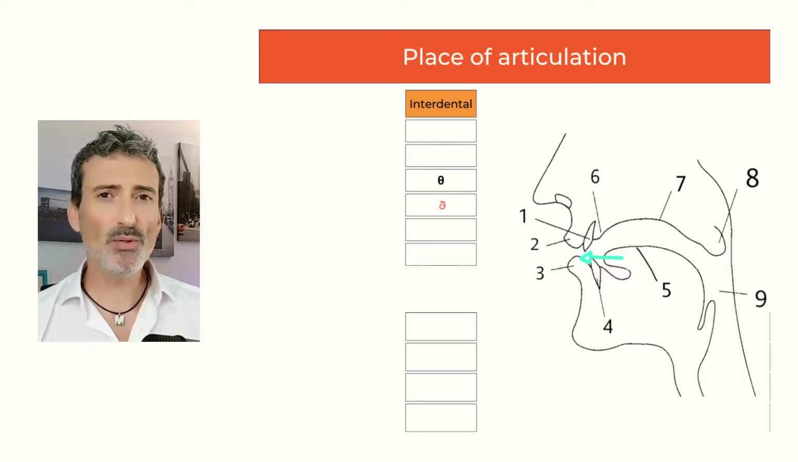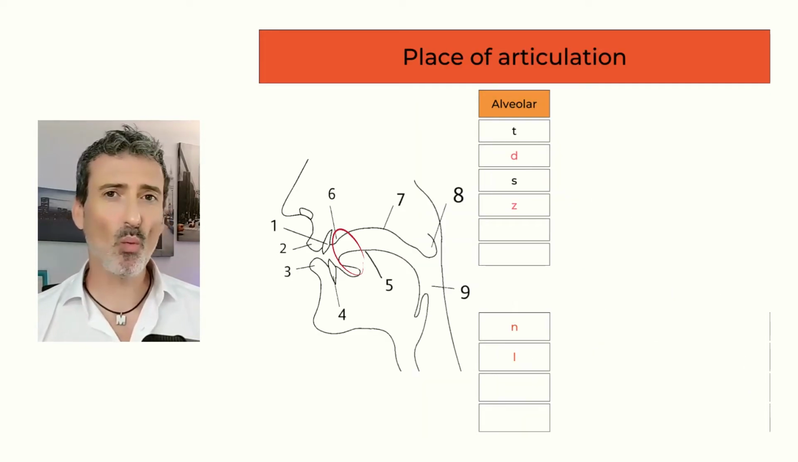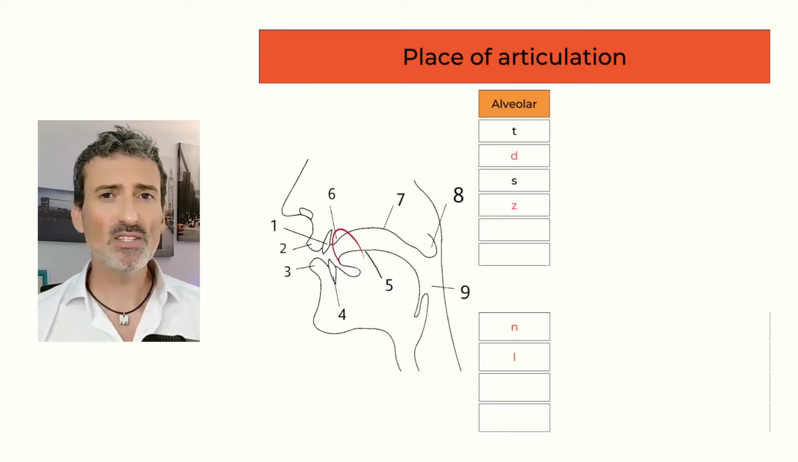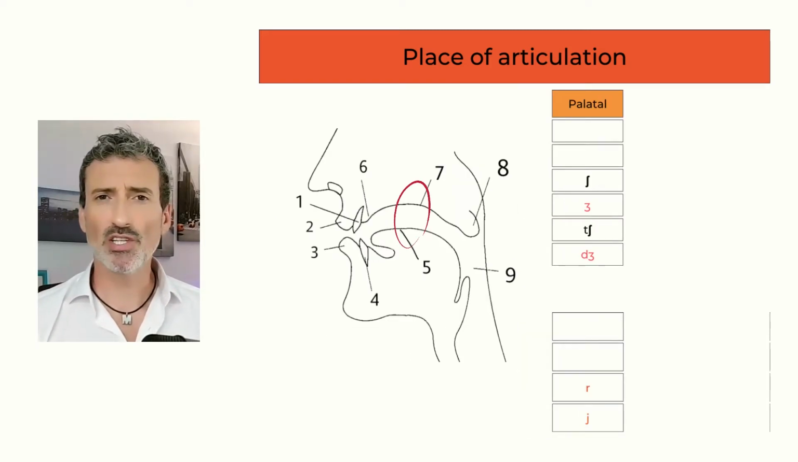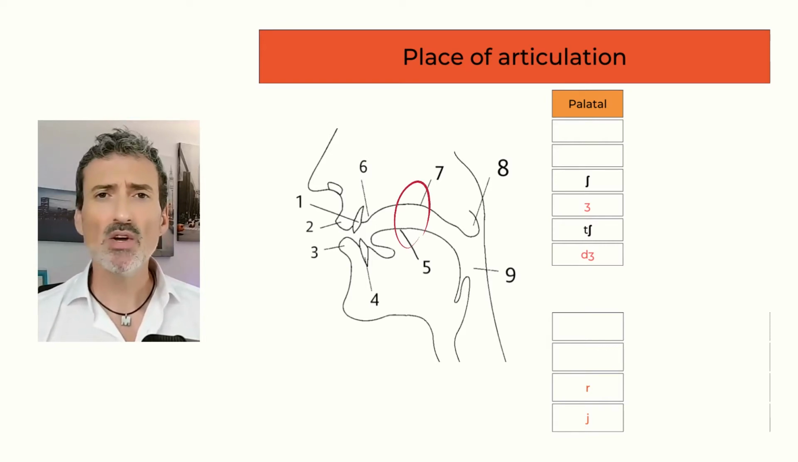Interdental consonants are produced when the tongue positions itself in between the teeth. For example, alveolar consonants are produced when the front part of the tongue approaches the alveolar ridge. For example, T, D. Palatal consonants are produced when the middle part of the tongue touches or approaches the hard palate. For example, we have the sounds sh or y.